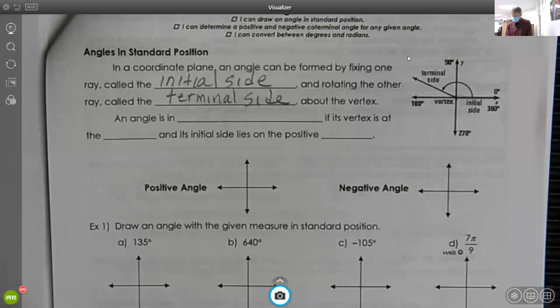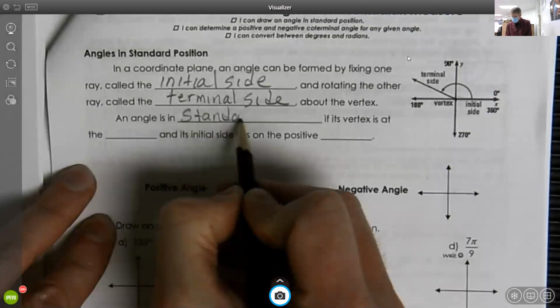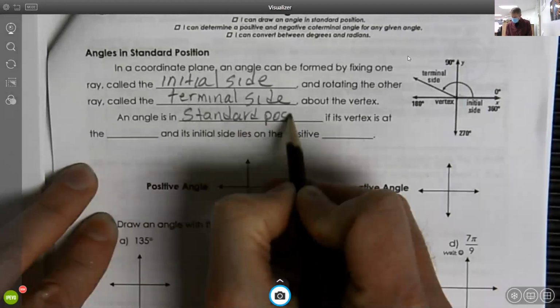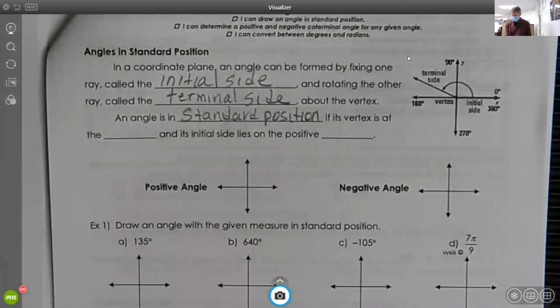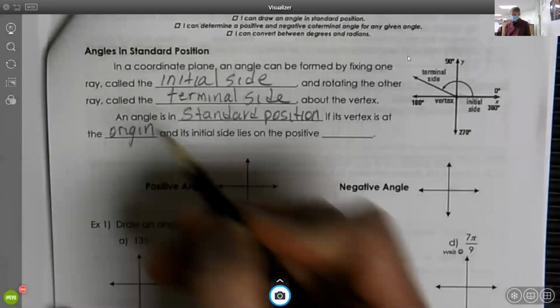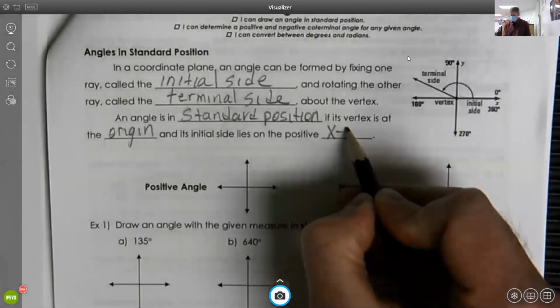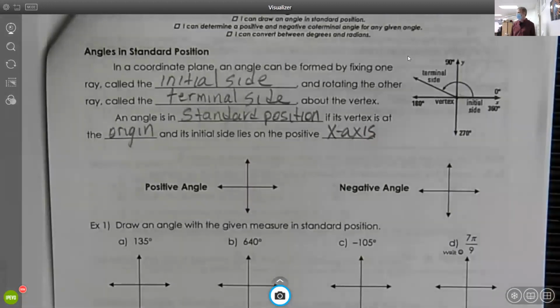An angle is in standard position if its vertex is at the origin and its initial side is on the positive x-axis. So just like we had standard position for polygons, like I mentioned, it's the same kind of definition for an angle.